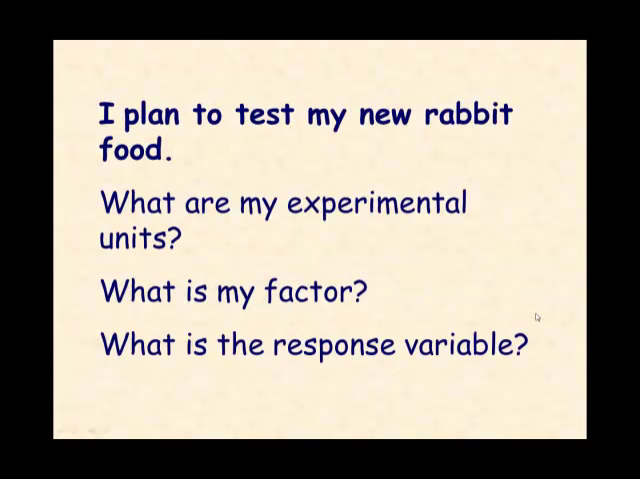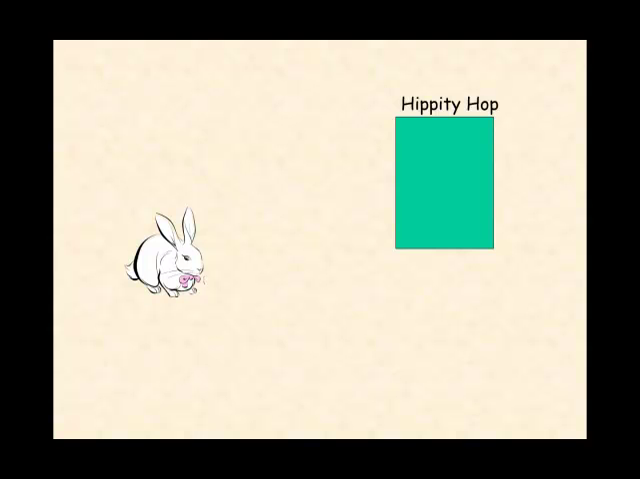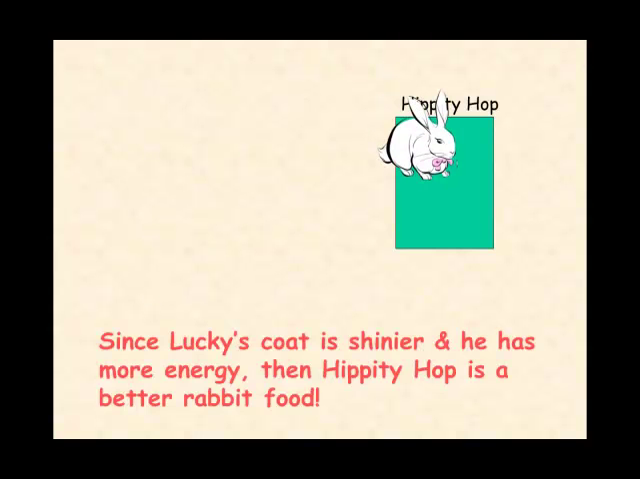I plan to test my new rabbit food. What are my experimental units? The rabbits. What is my factor? The type of food. And what is the response variable? How well they grow. So I use my pet rabbit, Lucky. Since Lucky's coat is shinier and he has more energy, then Hippity Hop is a better rabbit food.